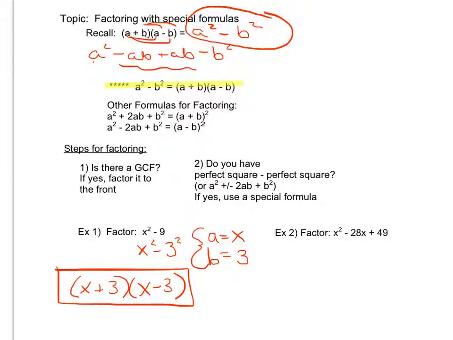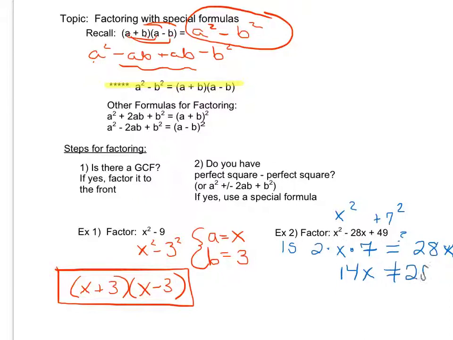Looking at example 2, I go through very similar steps. The first thing I ask myself is, is there a GCF? I see there is nothing that all 3 of my terms can be divided by. So then I ask myself, do I have perfect square minus perfect square? I do not. However, I am in the form a squared plus 2ab plus b squared, or at least I think I might be, because I notice that I have an x squared here and a plus 7 squared here. So I'm going to ask myself, is 2 times x times 7 28x? I notice that it's not. 2 times x times 7 is 14x. Since 14x does not equal 28x, I see I cannot use a special formula here. I cannot use a GCF. There is a way to factor this, which we will talk about later, but for now I'm going to go ahead and say that I can't factor this.